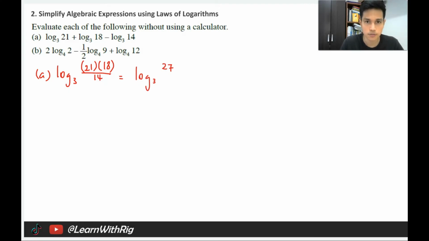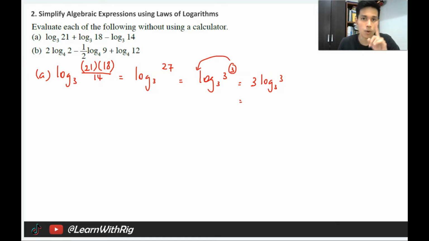Here it is 27. So you can change it to 3 power 3, correct? So it becomes, the power you can bring to the front, 3 log 3 base 3. I told you all before, whenever you see the value and the base are the same, it becomes 1. So the answer is 3. Okay. Question B. 2 log 4. I don't want to copy the question again. So what happens here is you're going to bring all the values to the top first.